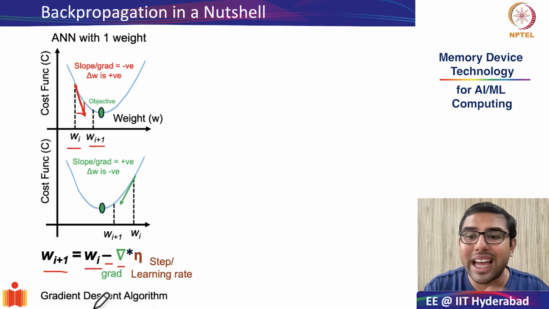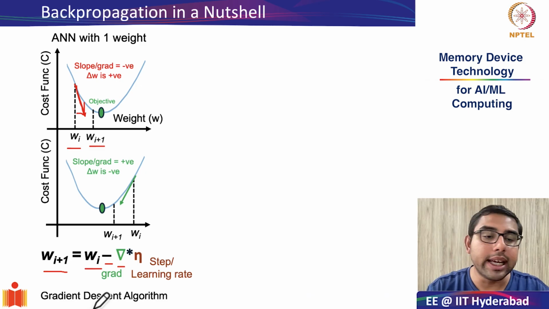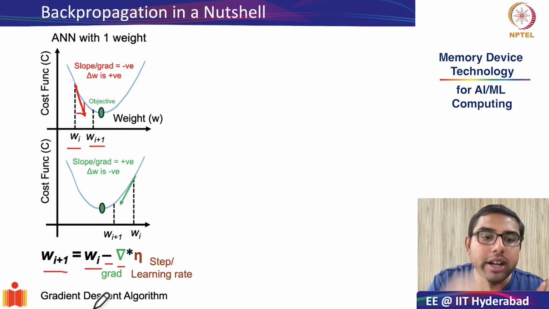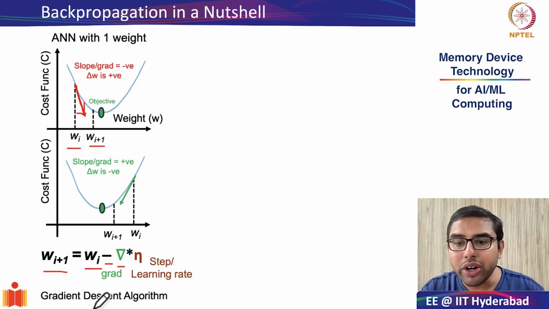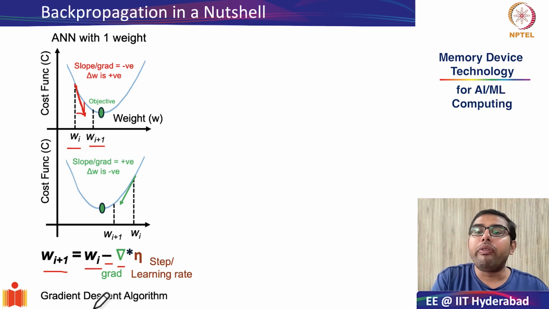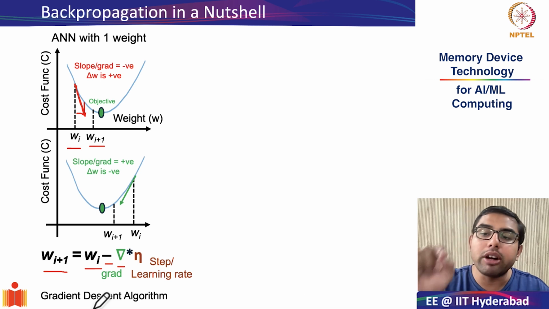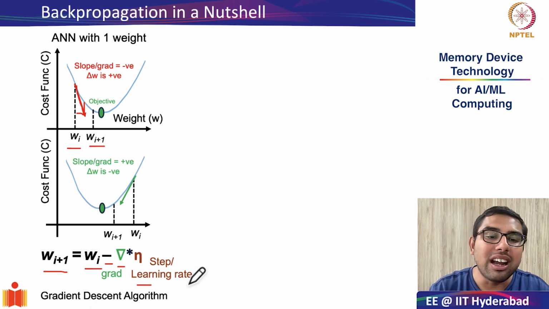Okay. Also, an important point to note is that when the weight changes, how proportional is it to the gradient? And that is also important to learn: what is the size of each step when you move from the ith iteration to the i+1th iteration? And that is controlled by something called the learning rate.